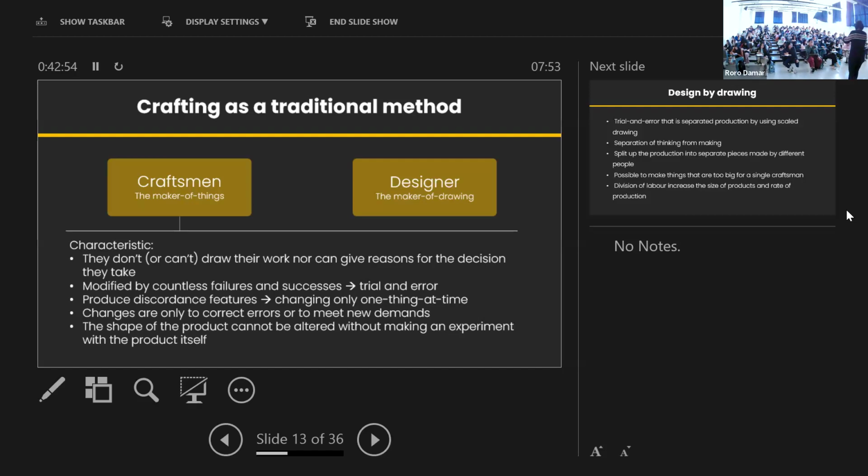Yeah, you make a round shape for the wheels. When he rolls it, oh, this is not smooth enough, so he trims it again until he finds the perfect shape that he wants. So you know now, right? I mean, the difference between craftsmen and designers.